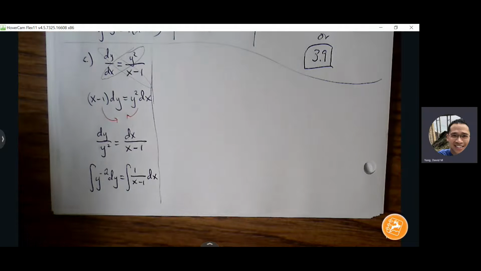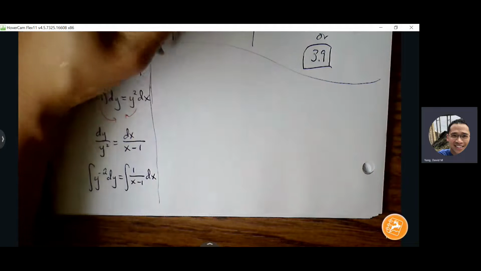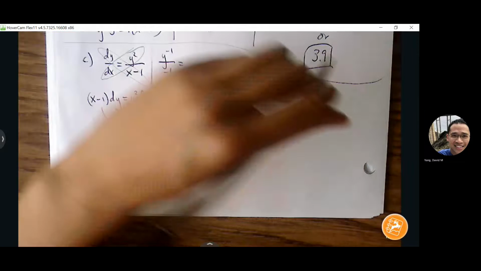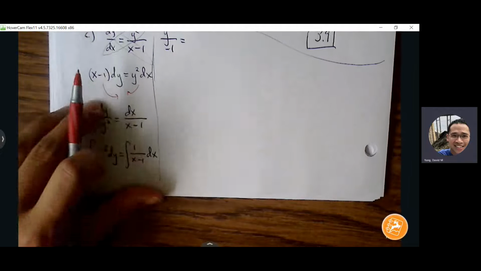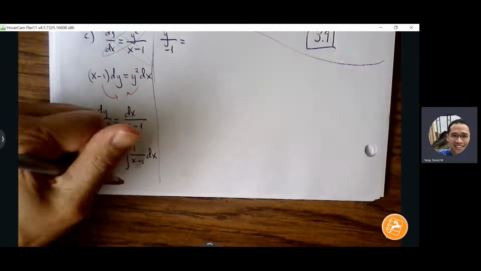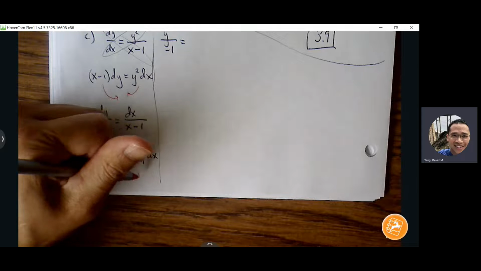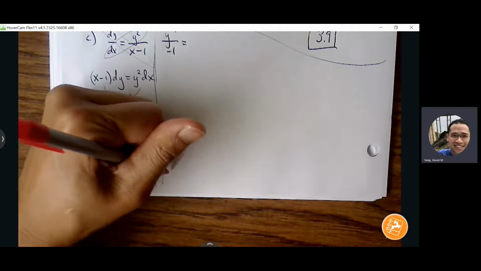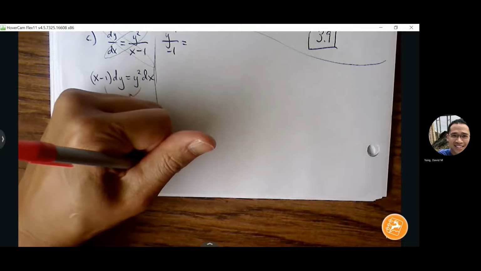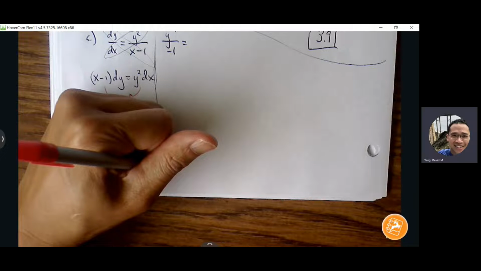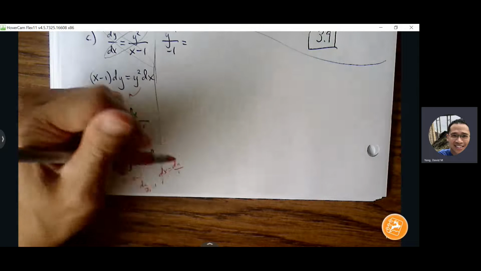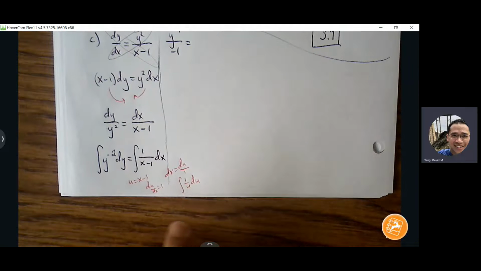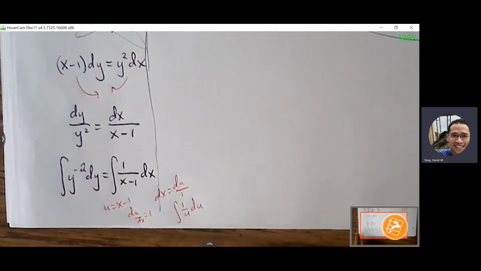All right, so power rule, y to the negative 2 becomes y to the negative 1 over negative 1. Here, my 1 over x minus 1, my u value would be x minus 1. My du dx would be 1. Solve for dx, dx equals du over 1, or 1 du. Make my substitution, I have 1 over u du, and we know this turns into a natural log problem.